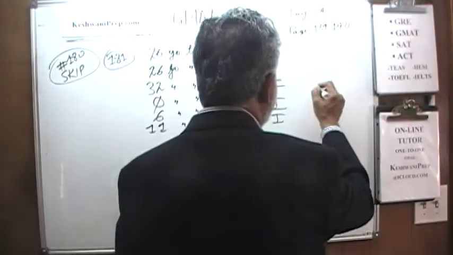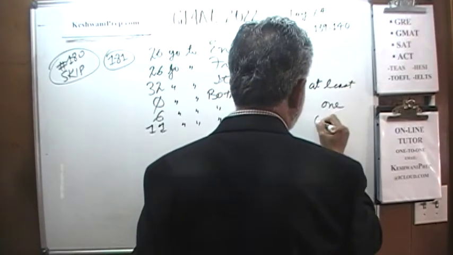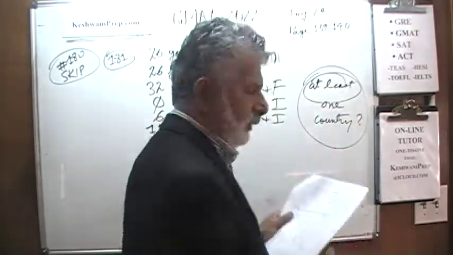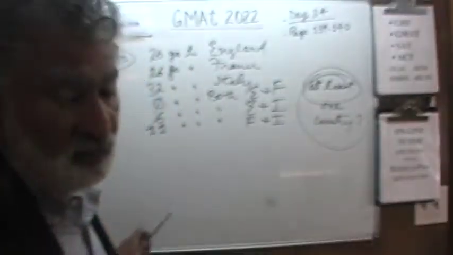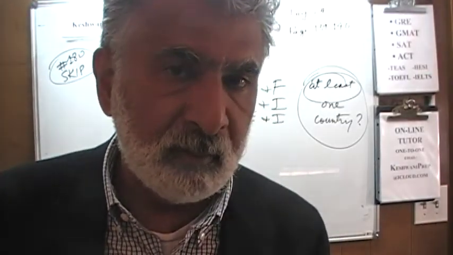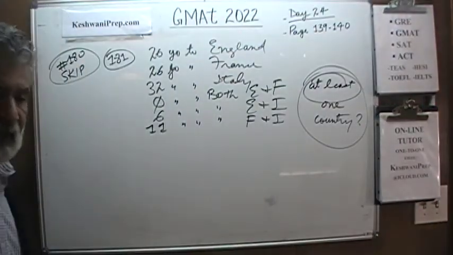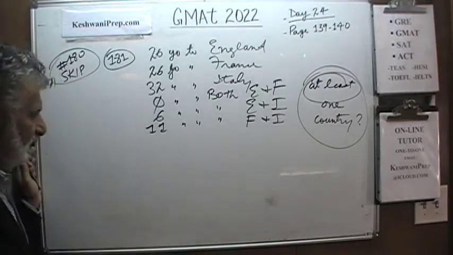The question is, how many travel to at least one country? We are not being asked to find out how many people travel exactly one country. They're asking how many people travel at least one country. As you can see, it's a classic Venn diagram, and we're going to solve it as a Venn diagram. If I had put these things a little bit higher, we would have had more room, but since it's already there, I'm not going to raise it.